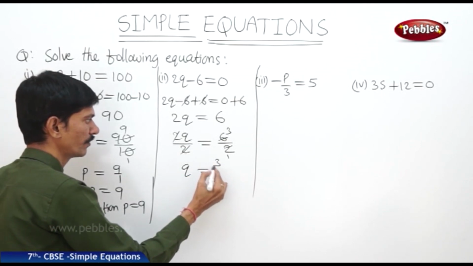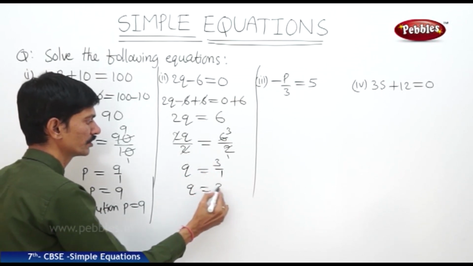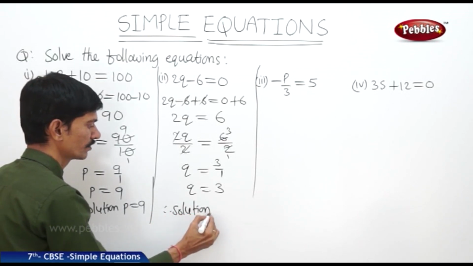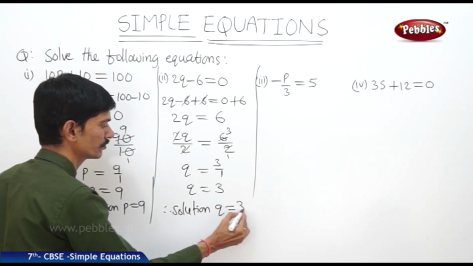Then q equals 3 by 1, so q equals 3. Therefore the solution of the given equation is q equals 3.